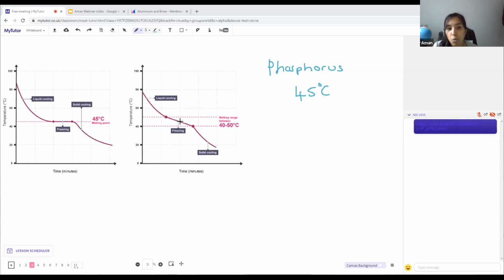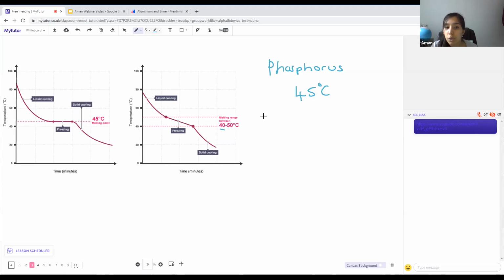It does so over a wider range of temperatures. And what you can see is that the lower end of that range is actually lower than the melting point. So the melting point is 45, but if we look on this graph, it goes right down to 40. So the melting point has been lowered and it's over a range of temperatures.